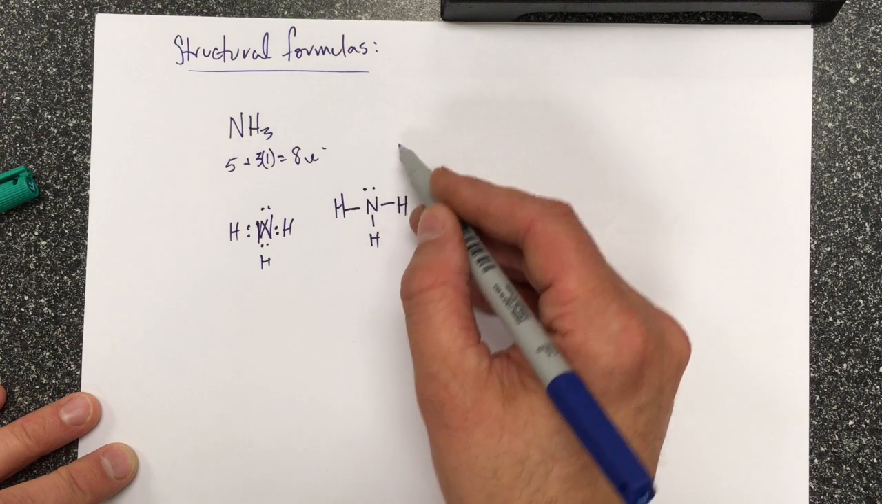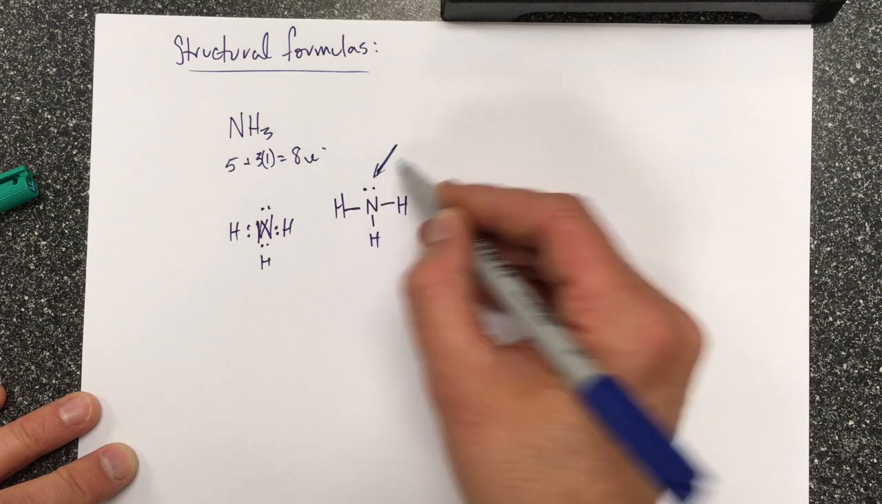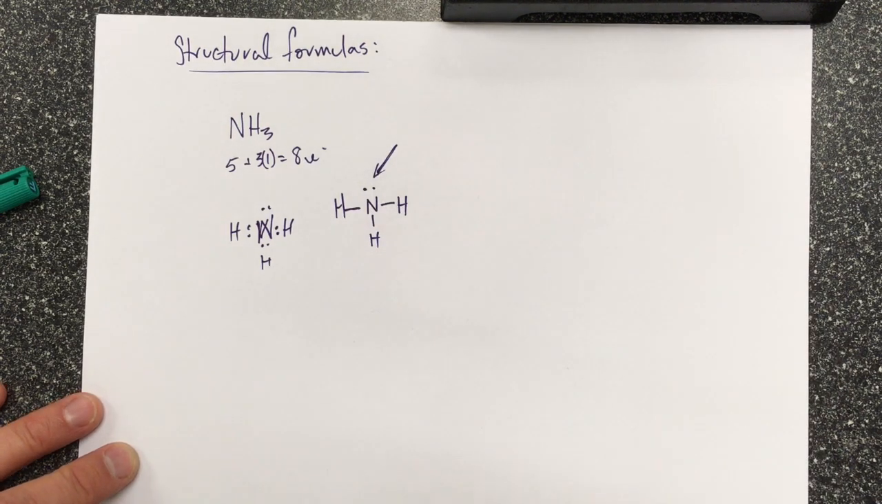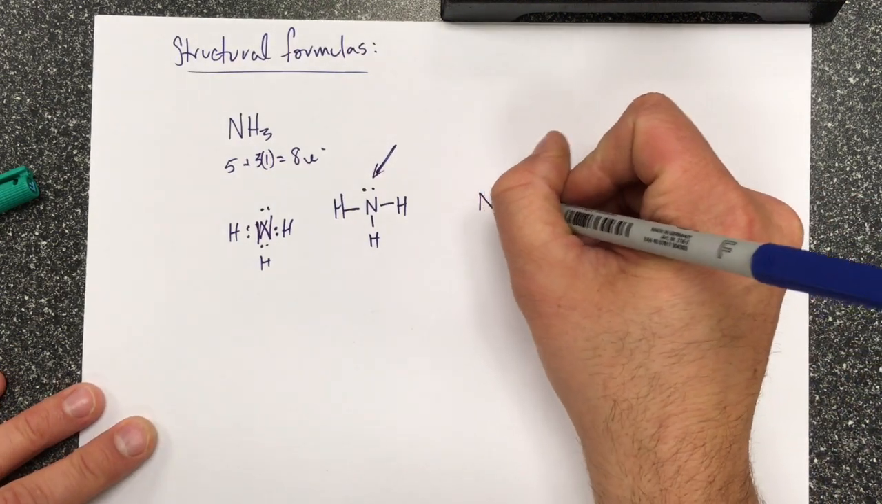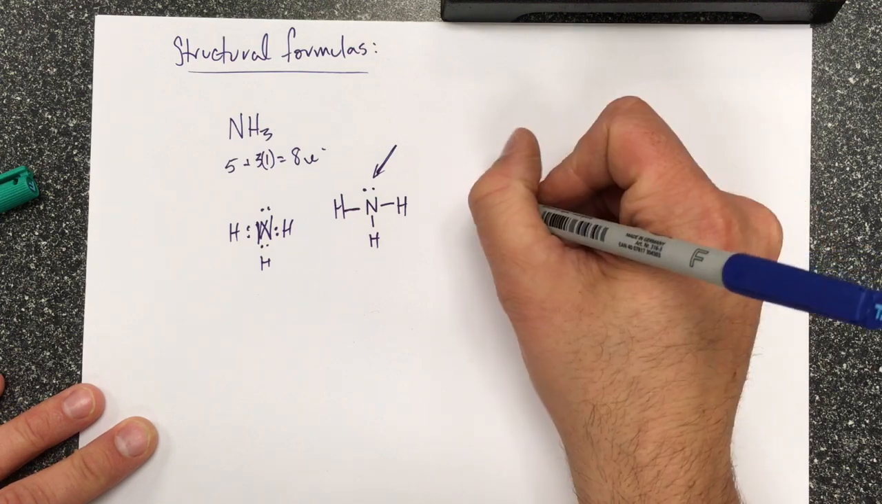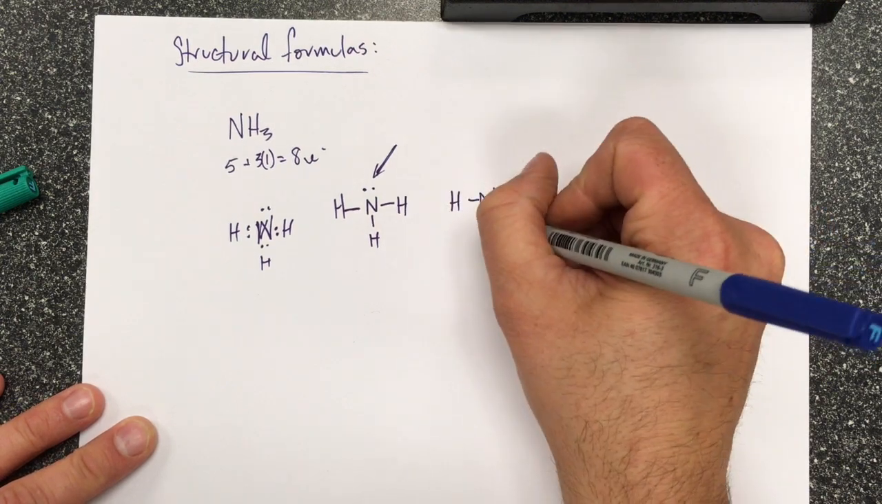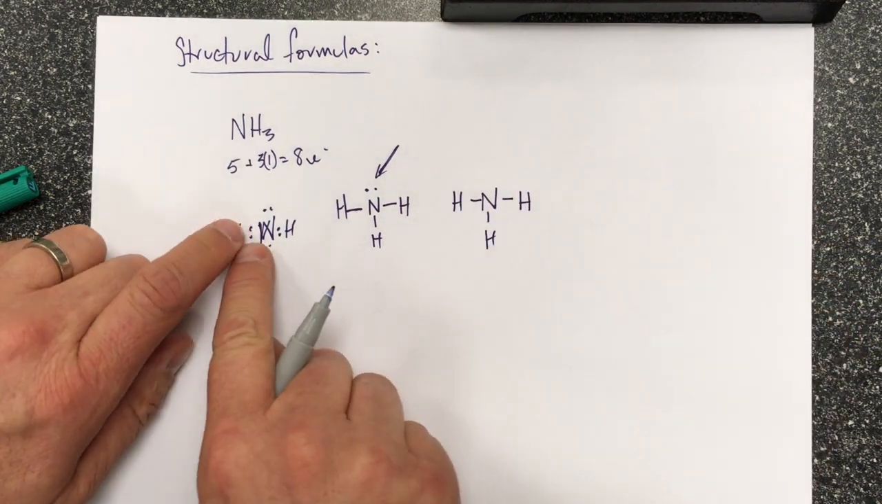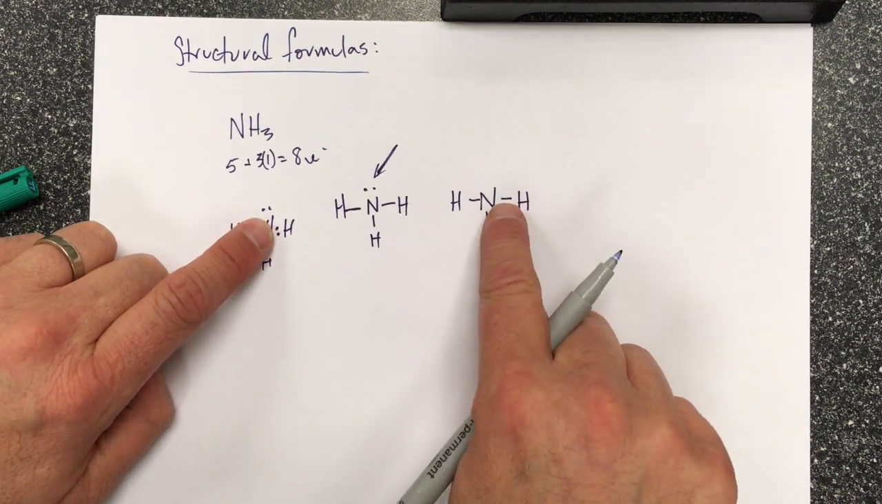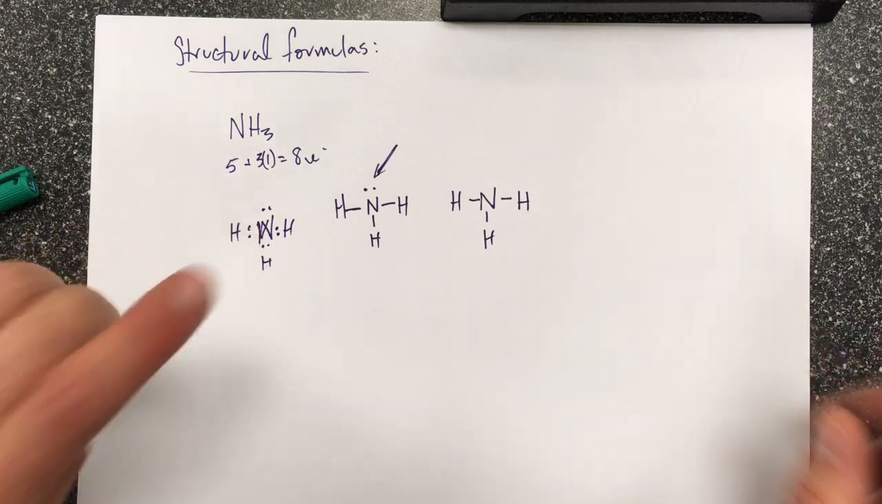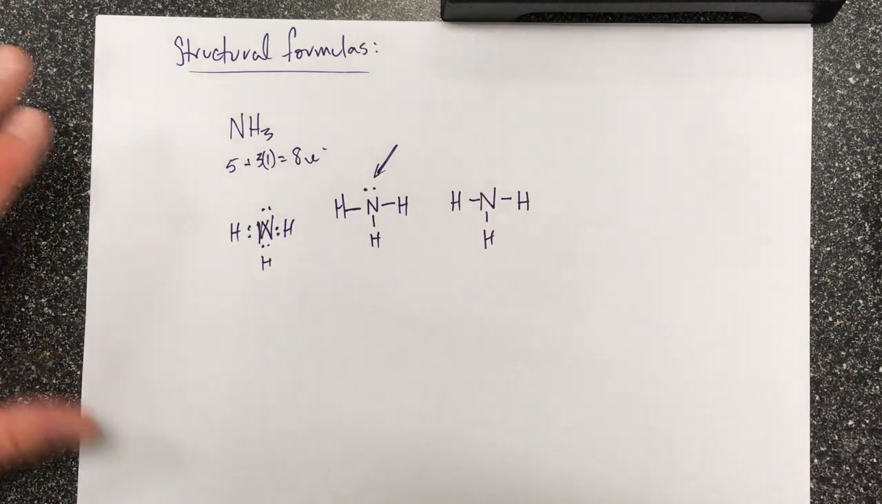Structural formulas, though, would not care about the lone pairs. They don't actually take those into account. A structural formula draws the bonds as a straight line. So this stands for 2 electrons forming the bond, 2 electrons forming the bond, 2 electrons forming the bond, and we disregard the bonding electrons.